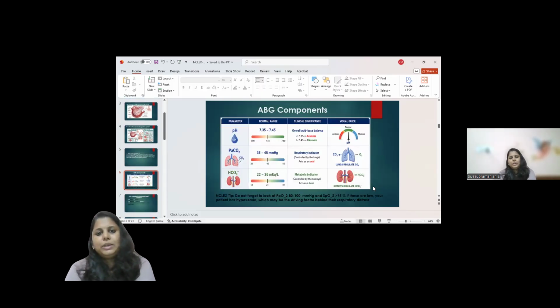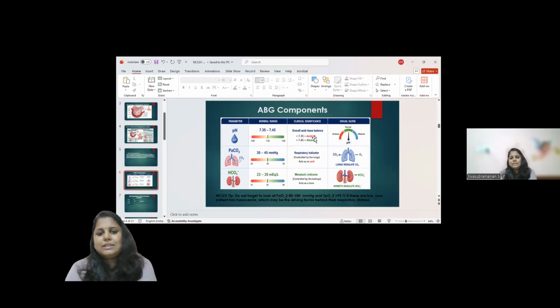So let's review the ABG components first. Before interpreting the ABG results, we must know about the normal values. The parameters are mainly pH, then partial pressure of carbon dioxide, then partial pressure of O2, then bicarbonate. The normal pH value ranges from 7.35 to 7.45. The clinical significance is the overall acid-base balance.